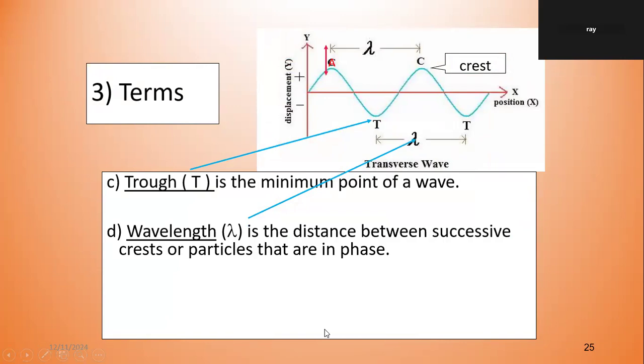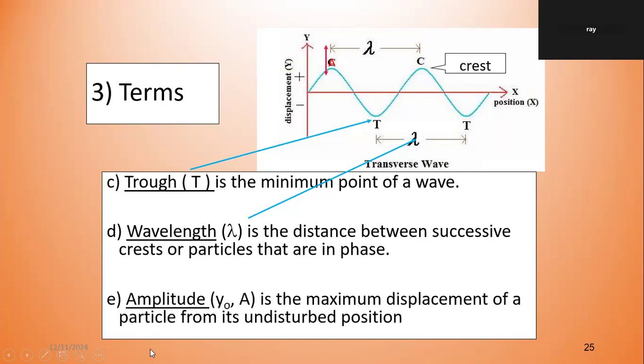Wavelength is the distance between successive crests or particles that are in phase, crest to crest, or trough to trough, or it can also be from the zero to the same zero there, where it starts again. Amplitude is the maximum displacement. This is the maximum displacement.